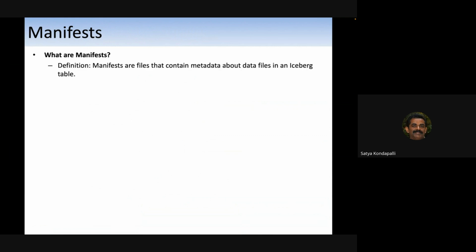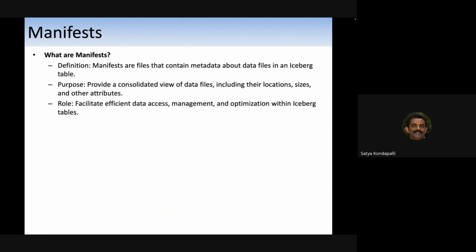So what are manifests? Manifests are files that contain metadata about data files in an Iceberg table. That means the file name and the direct location. That information is available in the manifest file. So it provides a consolidated view of data files, including the location, size, and other attributes. So we know what partitions it has, what the location of the files is, and all the consolidated data files which are attached to snapshots. Okay, and so of course, why? Easy data access, right? We will know which file is located where. We go directly to that particular directory. So definitely it helps the query performance.